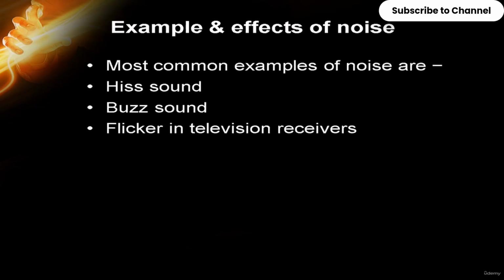Next, we'll see examples and effects of noise. What can noise cause? Noise can cause many issues. The first example is hiss sound. Hiss sound occurs in radio receivers. The next is buzz sound. Buzz sound occurs in telephone conversations, then flicker in television receivers, like that. Not only that, noise limits the operating range of systems. Noise is also a sensitivity issue for receivers. Hope in this lecture everyone understood signals, noise and types. Thank you.